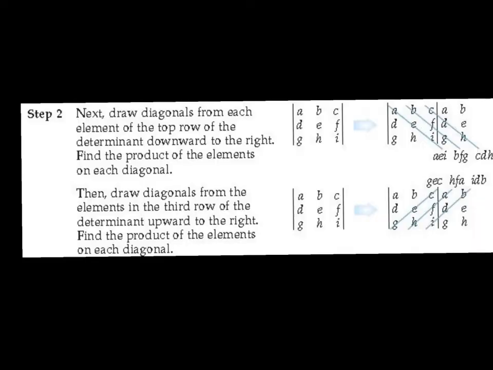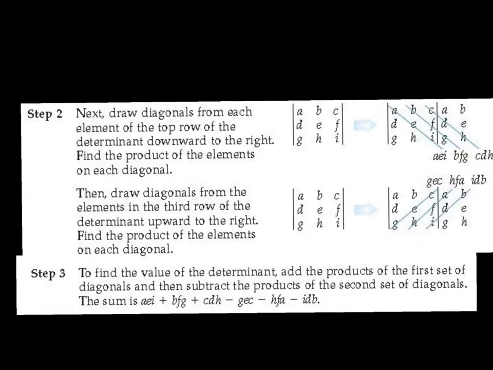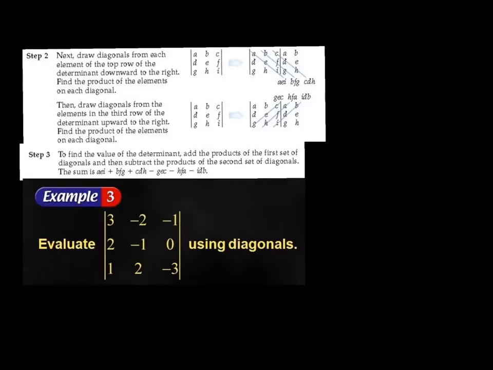Another method for evaluating a third-order determinant is by using diagonals. First begin by writing the first 2 columns on the right side of the determinant. Next, draw diagonals from each element of the top row of the determinant downward to the right. Find the product of the elements of each diagonal. Then draw diagonals from the elements in the third row of the determinant upward to the right. Find the products of the elements of each of those diagonals. To find the determinant, add the products of the first diagonals, then subtract the products of the second set of diagonals. To evaluate using diagonals, first we need to copy the first 2 columns down again.